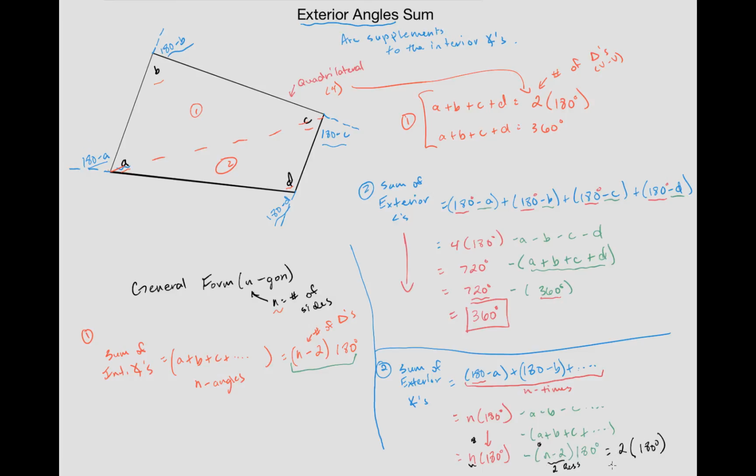And so what we end up proving here is that no matter how many sides there are, because we did this in general form, we did it as if there were n sides, we don't even know the number, we wind up with 360 degrees for that sum of our exterior angles.